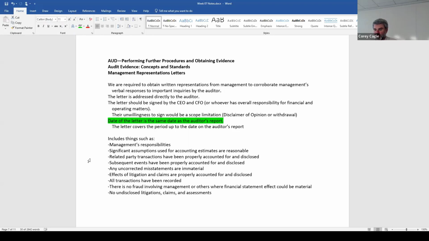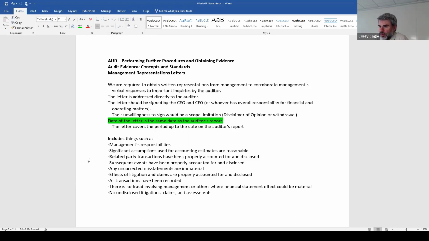If they were unwilling to sign a rep letter, that would be a scope limitation in which we would either disclaim the opinion or most likely withdraw, honestly, because that's a huge problem. That's right. We are not going to sign this to corroborate some of the things we've said. We're like, well, we don't trust you and we're gone, right?